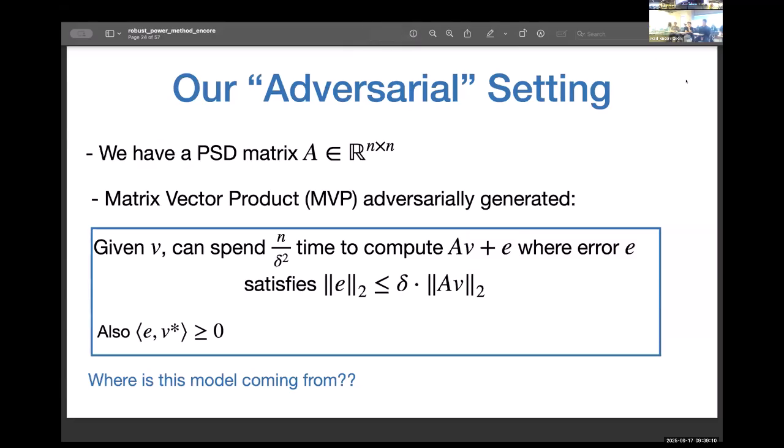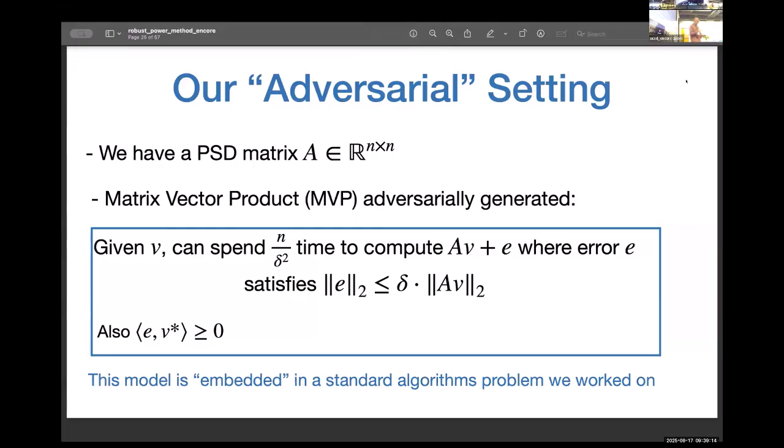So where is this model coming from? Maybe it's a natural model, but like I said, it was embedded. We were working on some other problem, and somehow this model was there. We had an algorithm that could roughly guarantee this for an interesting matrix, but there's no way we could analyze what was happening. It was not complicated, but it was an involved algorithm. So who knows how this error is generated? We just had these guarantees. So we said, okay, it's an adversarial process.